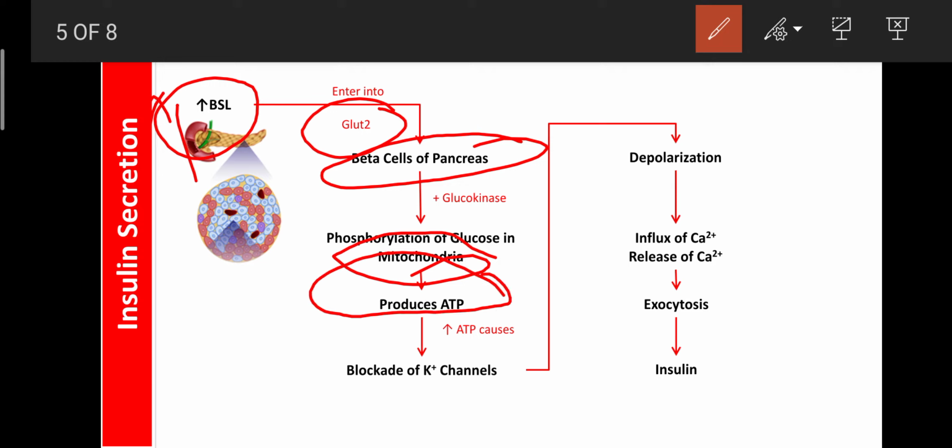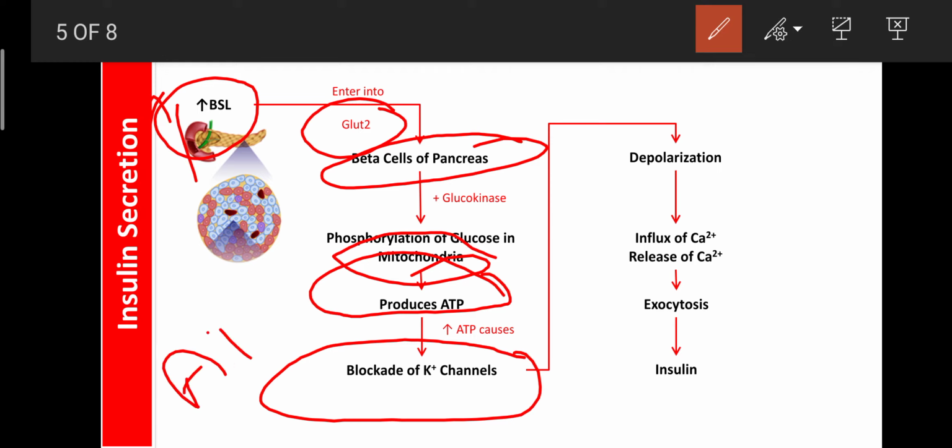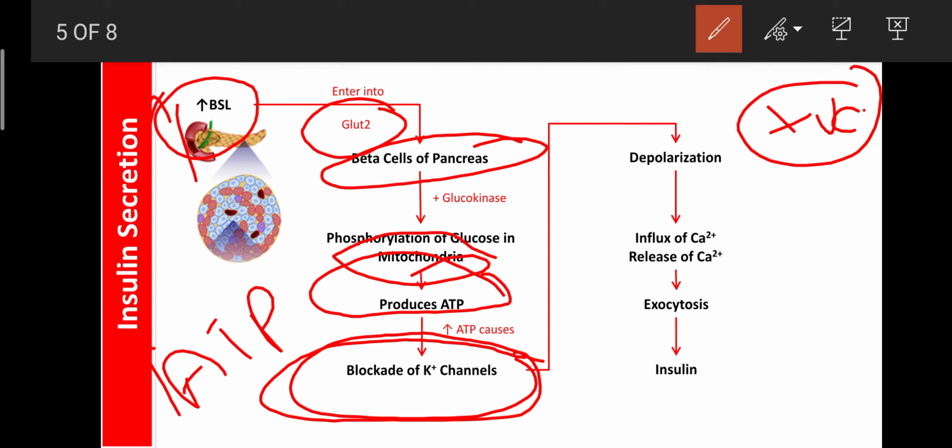As the ATP production increases, it causes the blockage of the potassium channels on the beta cells. These potassium channels are ATP sensitive. As the ATP decreases, the potassium channel opens. As the ATP increases, the potassium channel is blocked. These are the ATP dependent potassium channels. Due to more ATP, these channels are blocked. By blocking of the potassium channel, a positive environment develops inside the beta cells.